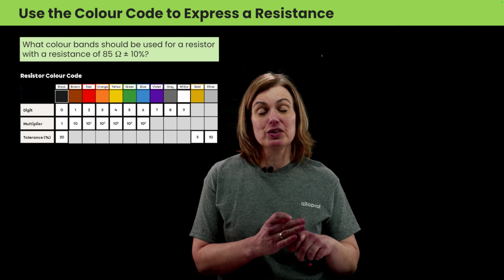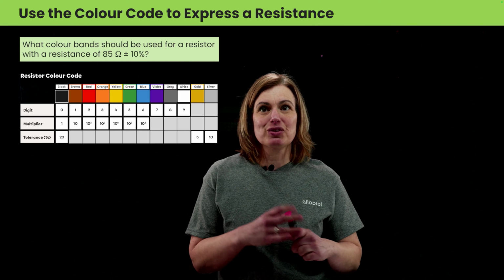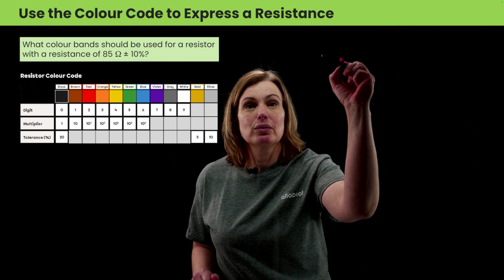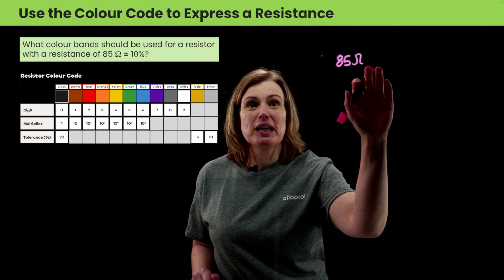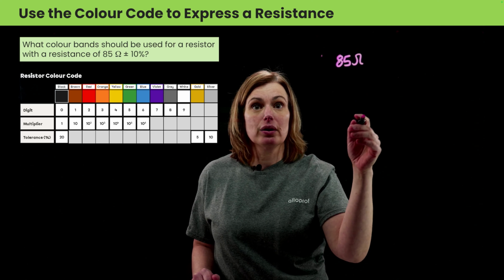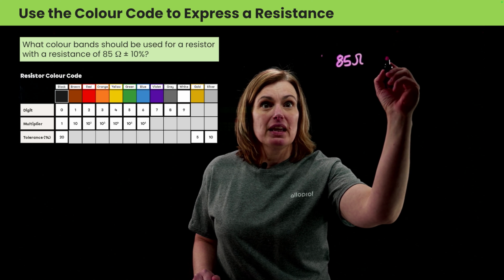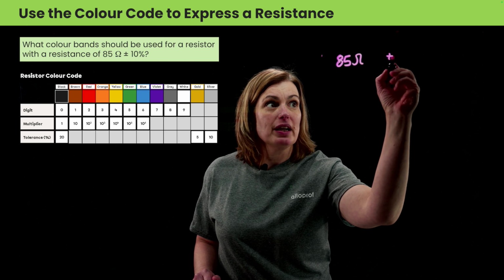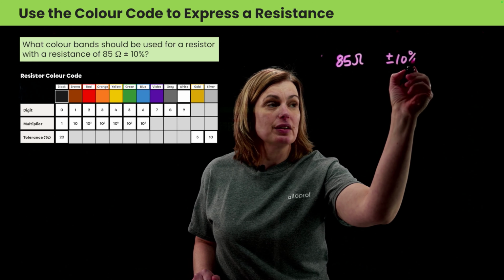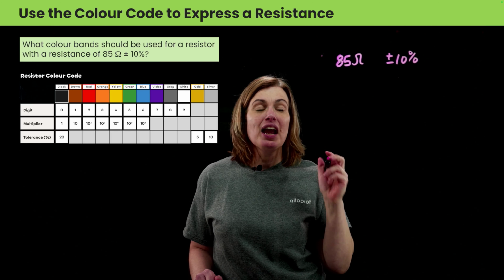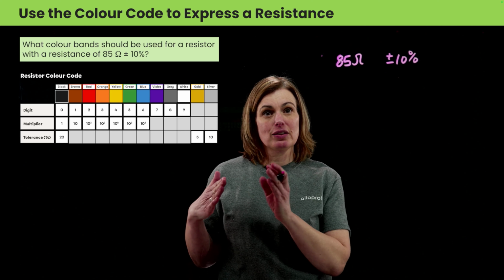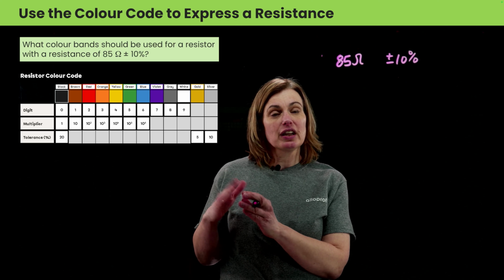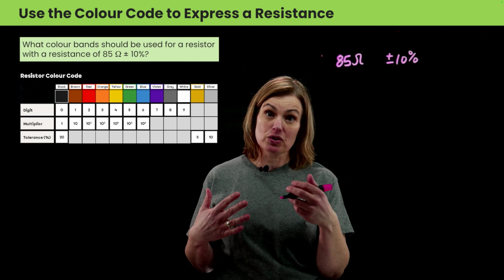So here's the resistor color code, and I'm just going to take a moment and write down what I have here. I have 85 ohms. I'm going to leave a space where we'll fill in our multiplier. And that is plus or minus 10%. All right, so the resistor has 4 bands, and the 3 to the left are going to be really close together. That first band tells us about the first digit.